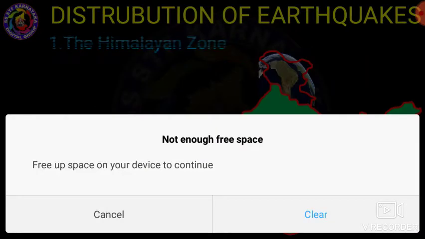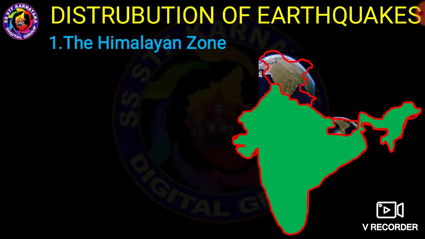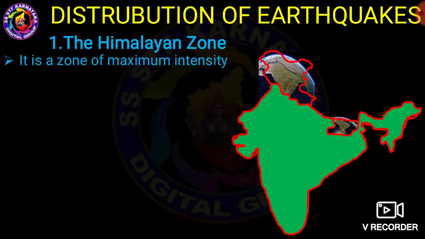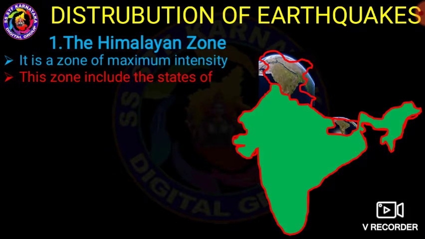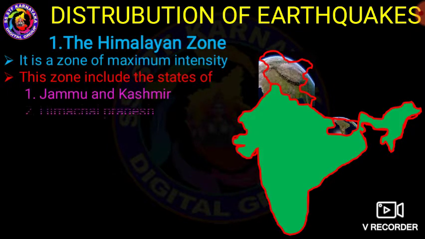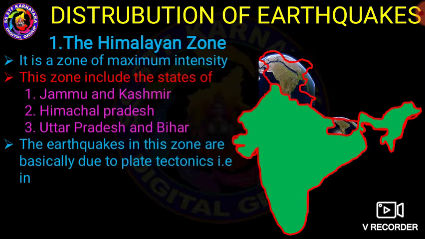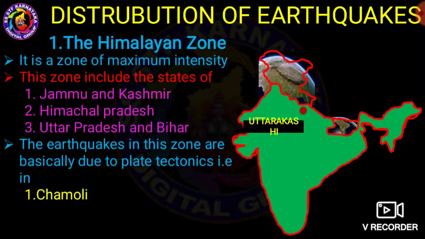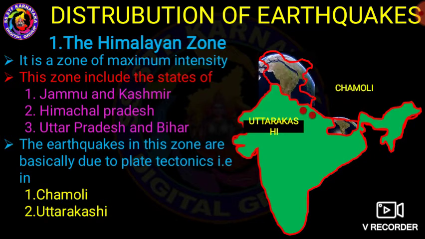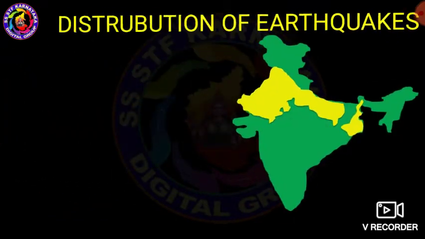My dear students, let us discuss one by one. The first one is the Himalayan zone. In the Himalayan zone, we can say it is a zone of maximum intensity. This zone includes the states of Jammu and Kashmir, Himachal Pradesh, Uttar Pradesh, and Bihar. Then, the earthquakes in this zone are basically due to plate movement. Example, Chamoli, Uttarkashi, etc.